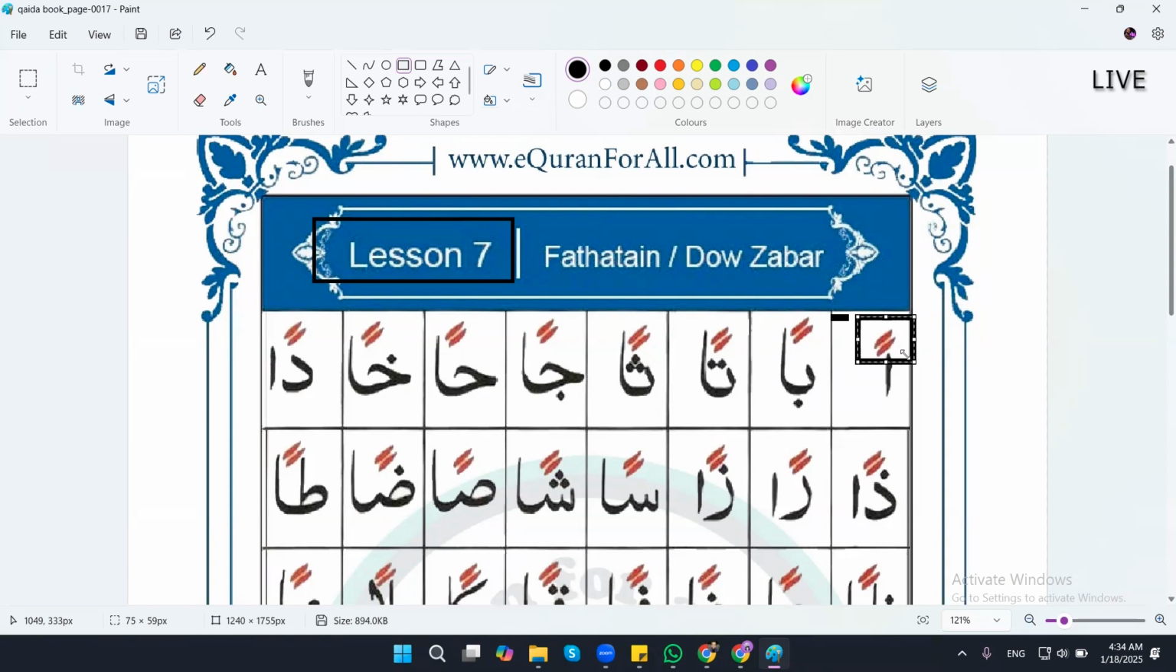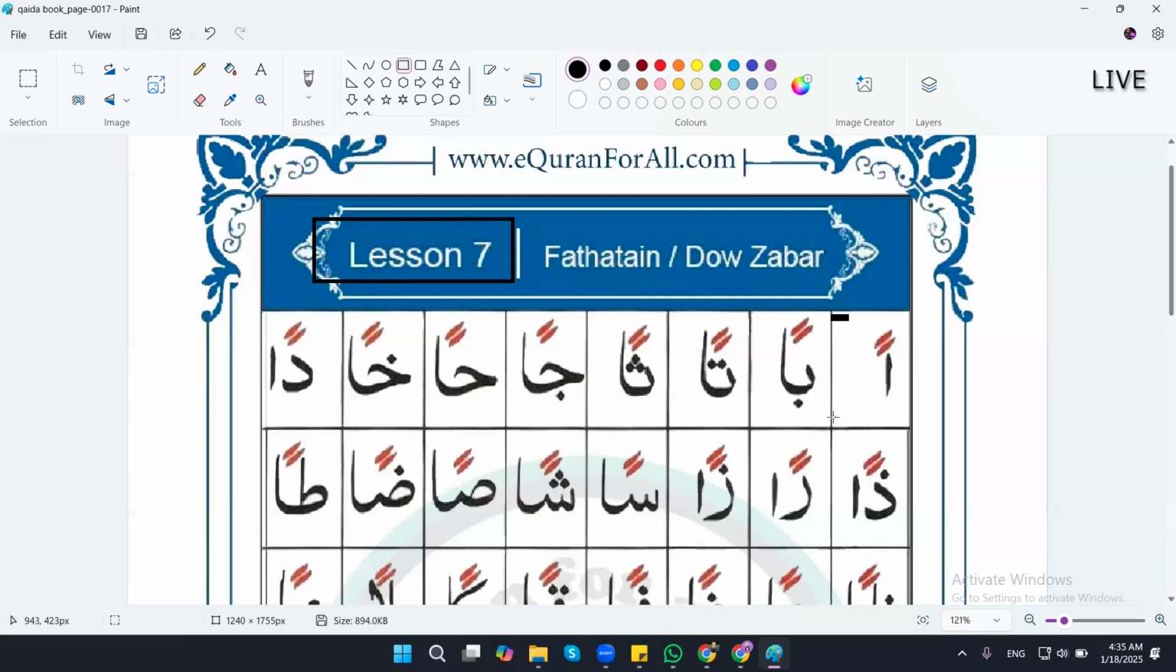The difference is that when we have one sliding line on the top of any letter, we call that sign fatha. And when we have two sliding lines, or double sliding lines, on the top of any letter, we call it double fatha. This is the name for that sign: fatha and double fatha. We can also call double fatha fatahatan, but I think double fatha is easier to remember.